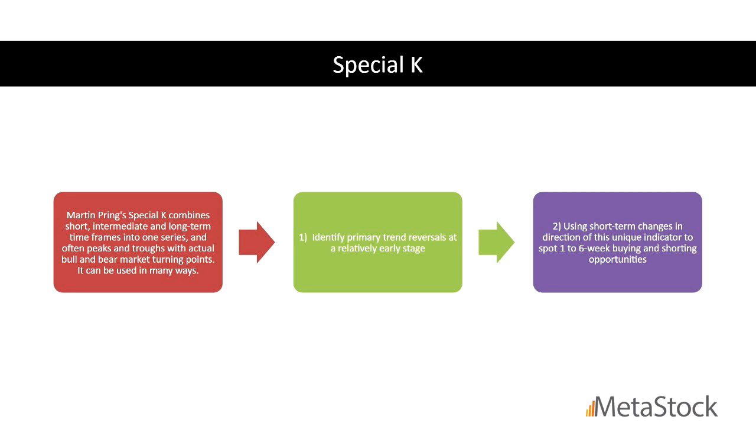Which can be huge, and a lot of people have really benefited from, and it allows you to target the different trend reversals really early on, so you can get in right at the start of a trade or trend direction shift is what I'm getting at there, and then have really great 1 to 6 week buying and shorting opportunities utilizing Special K. You no longer have to pay the $300.